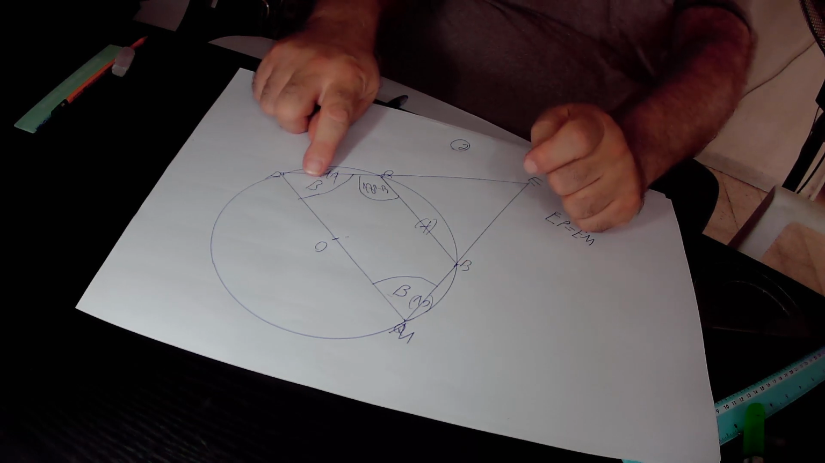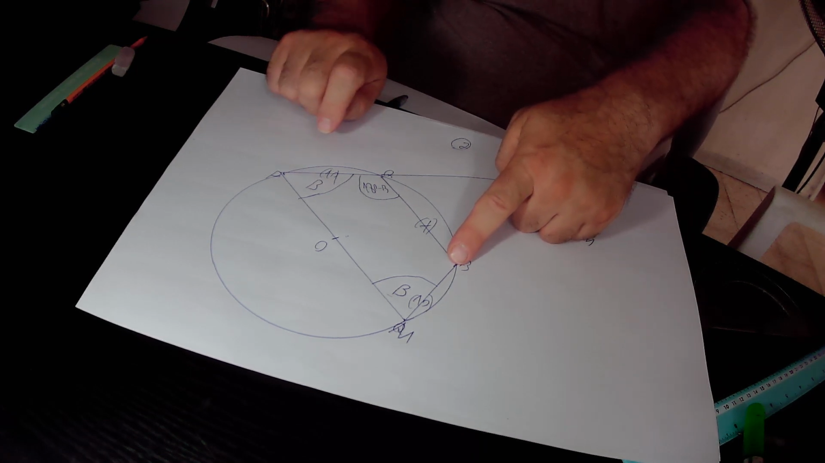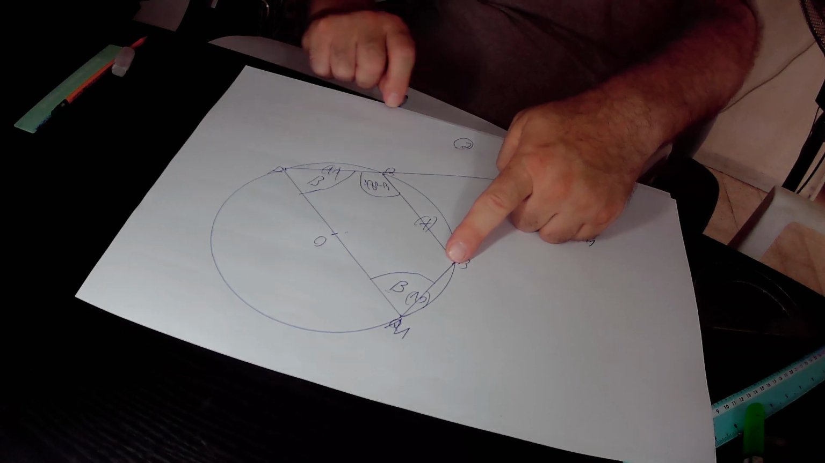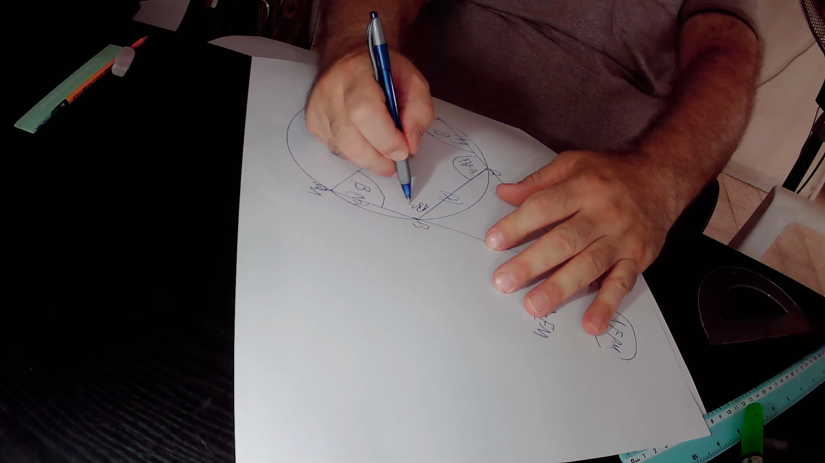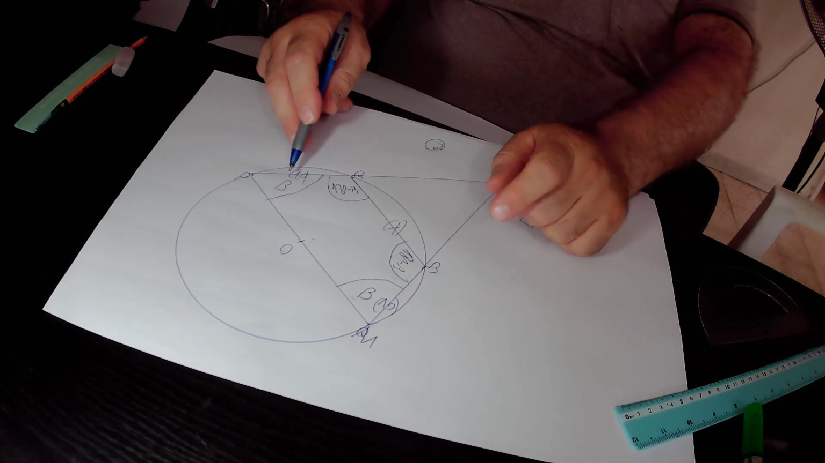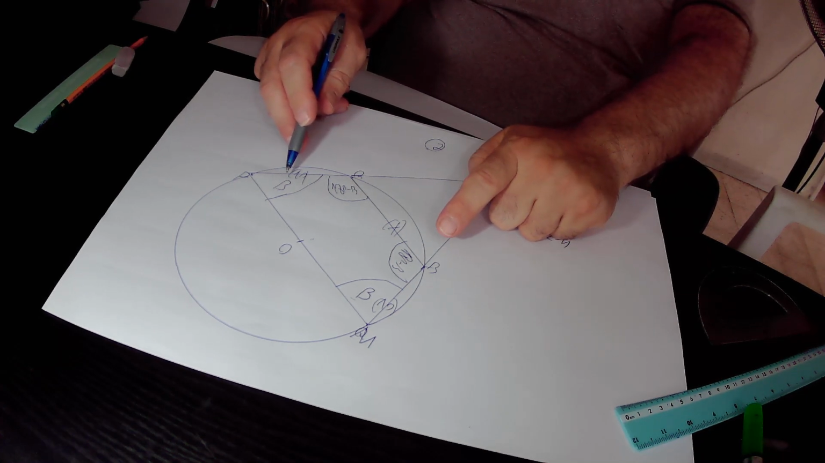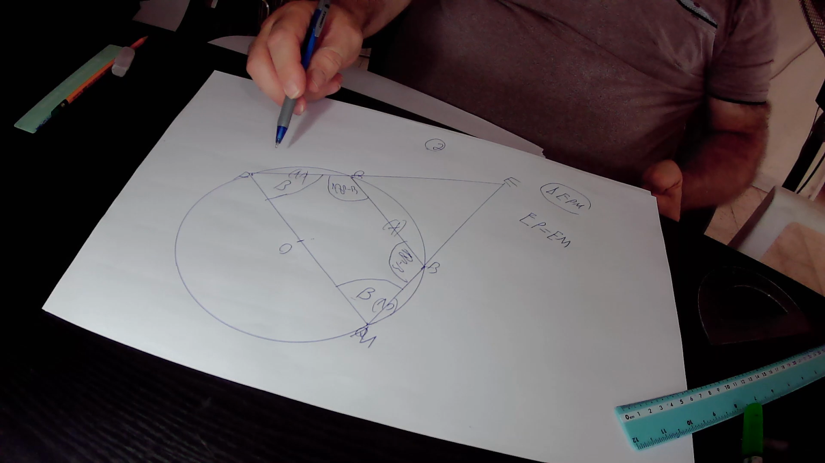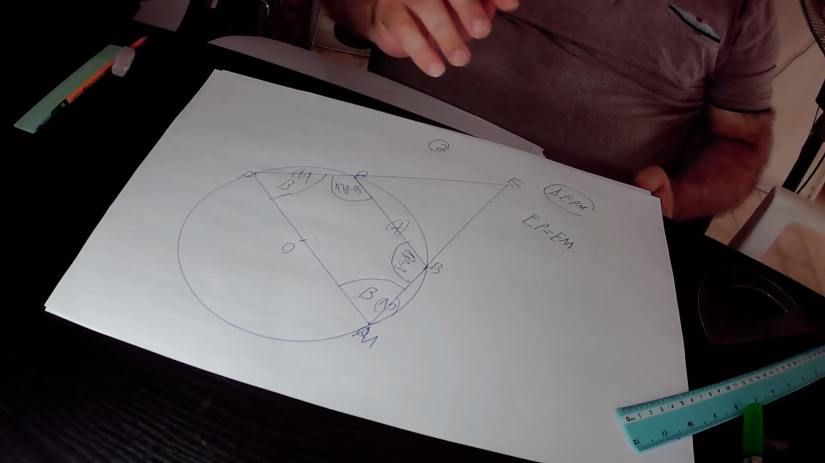So angle beta plus this angle, in total the sum of those two angles must be equal to 180 degrees according to rule 16. Therefore, this missing angle must be equal to 180 degrees minus beta. Why? Because 180 degrees minus beta plus beta is 180 degrees. That is the sum of those two opposite angles in quadrilateral PQBM that is described by this circle according to rule 16.